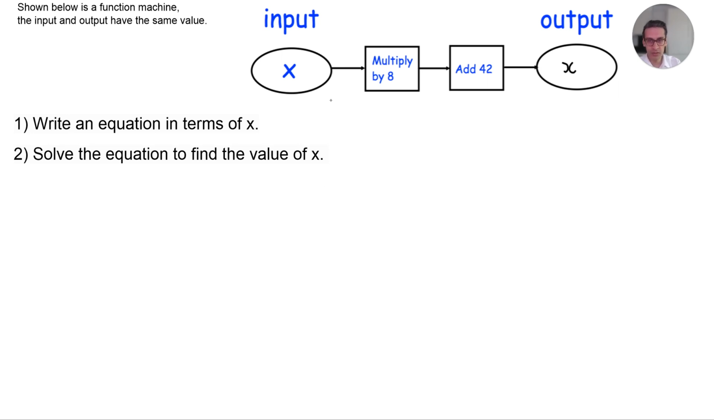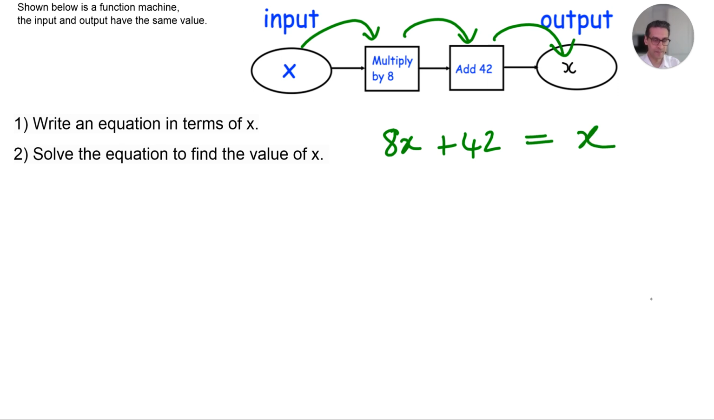So it says write an equation in terms of x. Well, if x goes in and you multiply it by 8, you end up with 8x. If you then add 42, that's going to be plus 42, and then the output is equal to x. So that's your equation, a slightly odd looking one here. And it says solve the equation to find the value of x. Now it does say the input has the same value as the output.